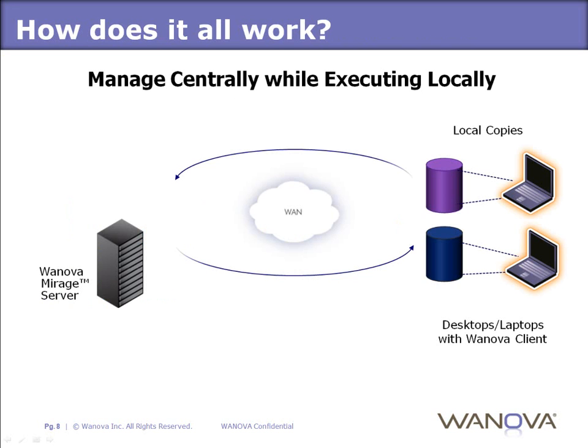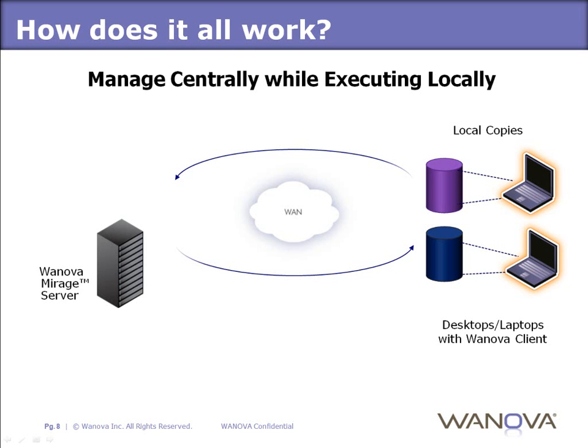Okay, we've covered what Mirage is and how it's different from VDI. Let's spend some time on the architecture now and step you through a typical Mirage deployment. Step 1 in the Mirage architecture is simple. You have a Wanova Mirage 3.0 server in your data center on the left, and on the right you've got your Windows endpoints. On these endpoints you've installed the 2 MB Mirage client. And once that happens, we do two things.